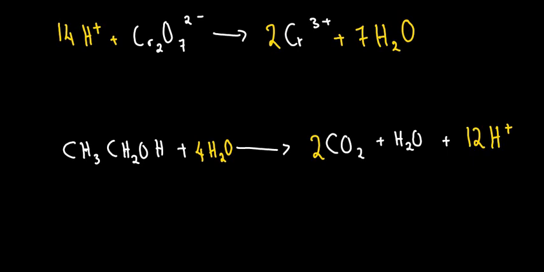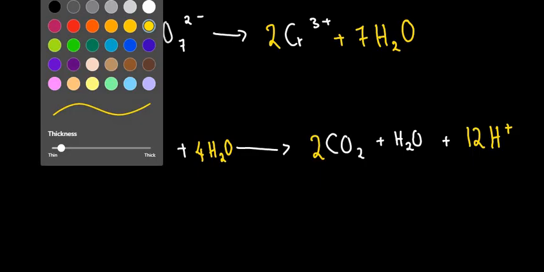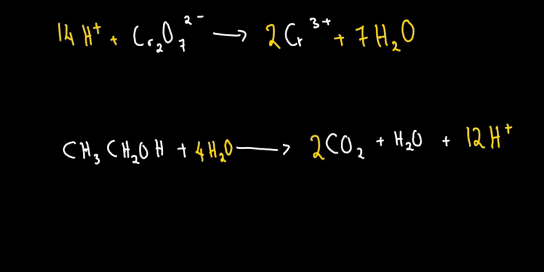So to balance things up, from here we now have to balance electrons. That's step number 4: we balance the charges using electrons. So the charges here, let me just use a different color. The charge here is positive 14, right? The charge here is just a negative 2.